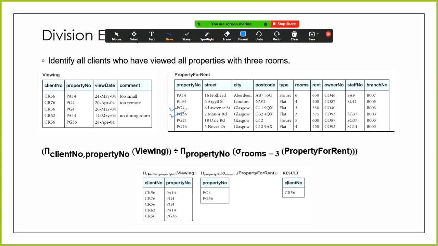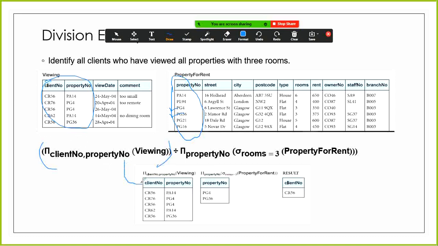We have to apply select operation with the condition that rooms equals to 3 on property for rent. And then we just select property number column from this table. So we will get this column, and in this column we have only these 2 values. So you can see here that we get this property number column with 2 values where the rooms are 3. And from viewing table we have selected only client number and property number, because for our query these 2 columns are enough. Now this is the result.